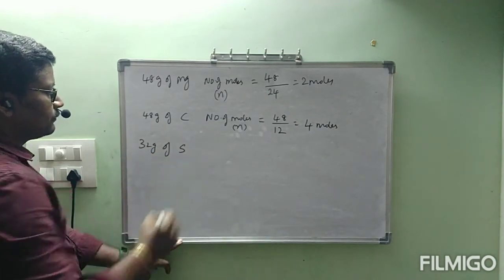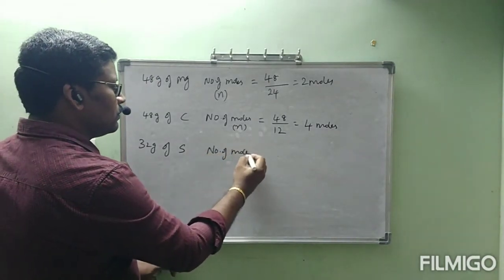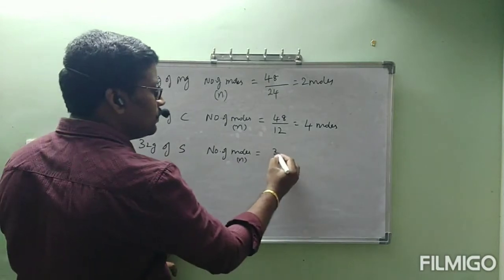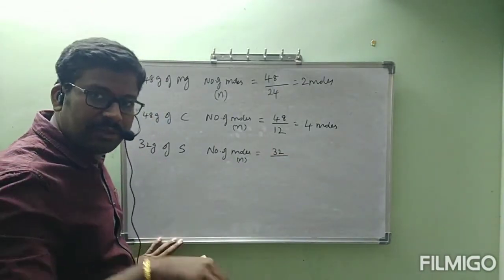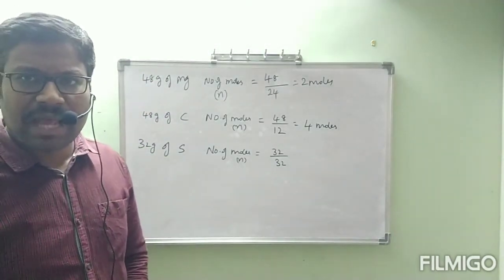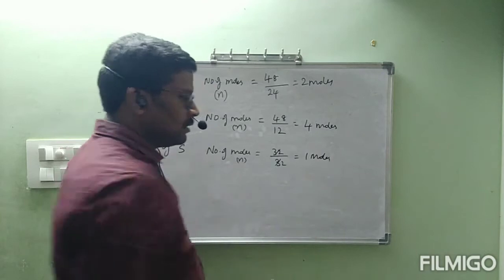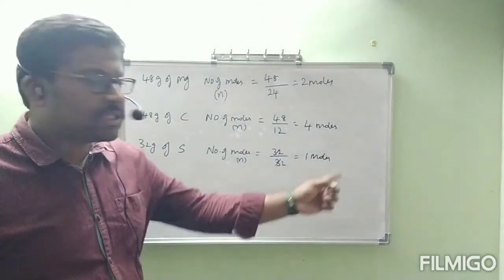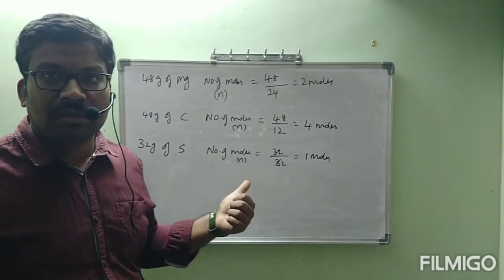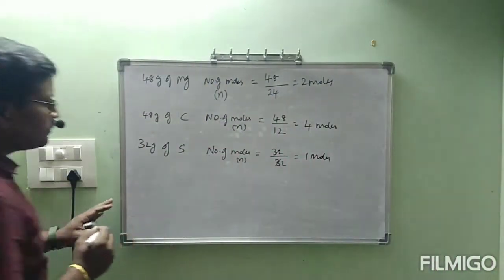32 grams of sulfur. They give 32 grams of sulfur. Number of moles n is equal to, what is the given weight? 32. What is the gram atomic weight of sulfur? 32. Here given weight is equal to gram atomic weight, so it gets cancelled. 32 got cancelled. We will get 1 mole. That is all. 1 mole means 6.023 into 10 power 23 sulfur particles, whose weight is 32 grams. Okay? That is the meaning. Shall I go through? Next example.